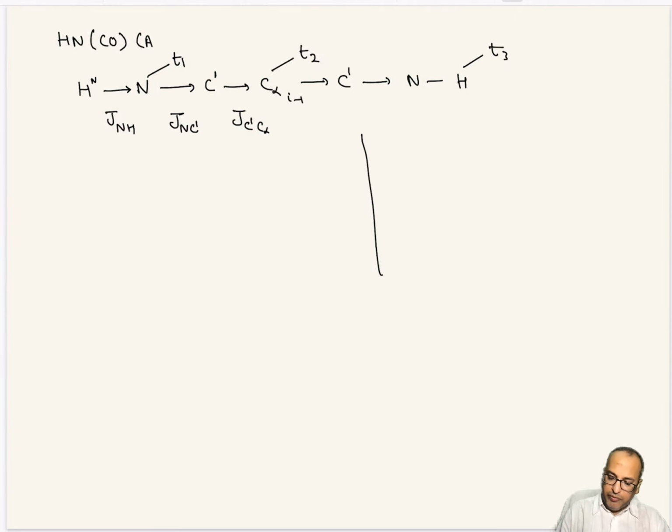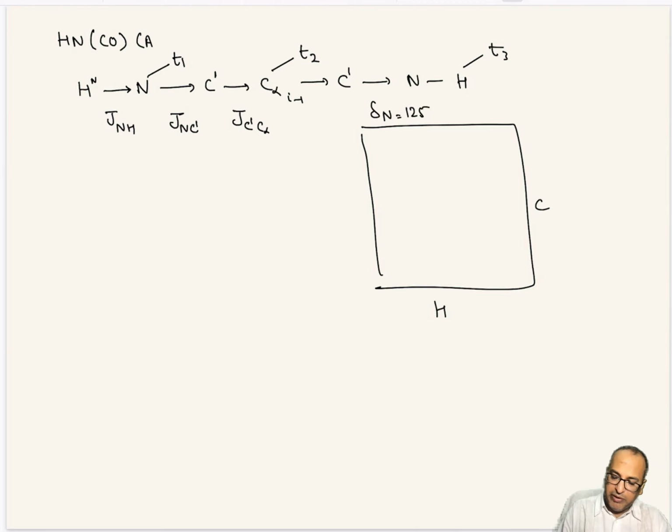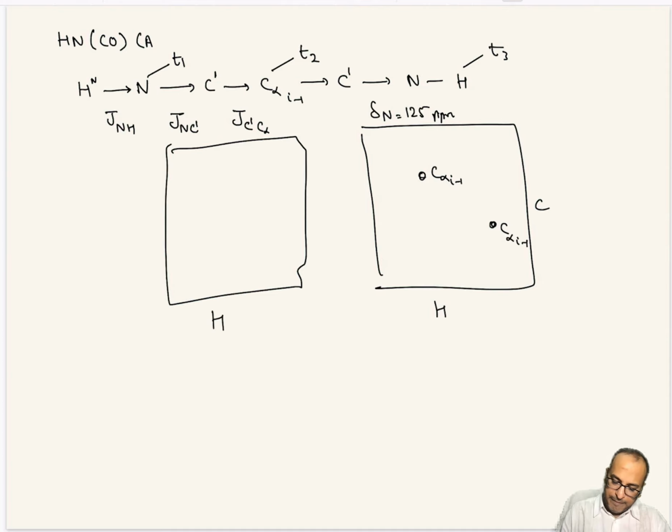So now if you look at the proton carbon at a particular delta nitrogen, let's say 125 ppm, instead of 4 peaks, you will get only 2 peaks, and both of them will be C alpha of I minus 1. Now if you compare this with the HNCA spectrum, let's say this is HNCA and this is HNCOCA.